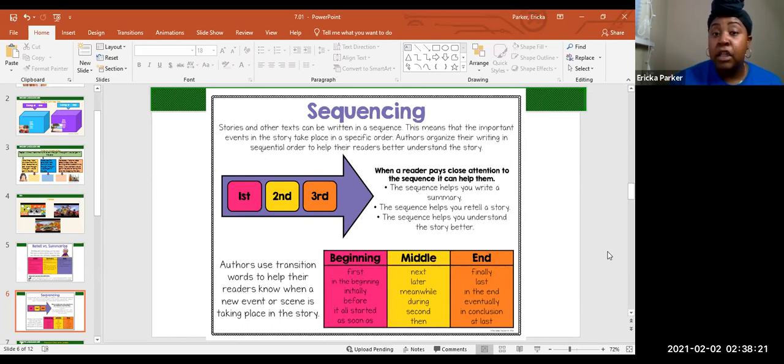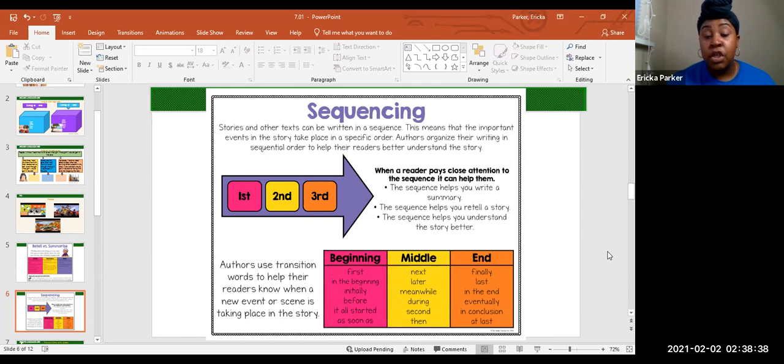When a reader pays close attention to the sequence, it can help them. The sequence helps you write a summary. The sequence helps you retell a story. The sequence helps you understand the story better.